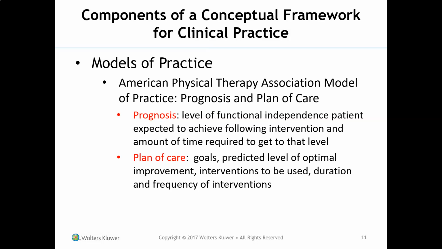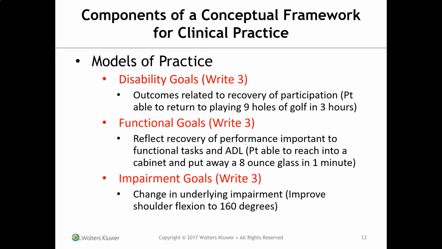So when you did your first assignment, you guys wrote some goals, but now I'm actually going to show you how to write a real specific goal. And for insurances and for your patients, you need to learn how to write really good goals. So what I want you to do is I'm going to give you some time here, and I want you to write 3 disability goals, 3 functional goals, and 3 impairment goals. And I'll give you an example of all 3.